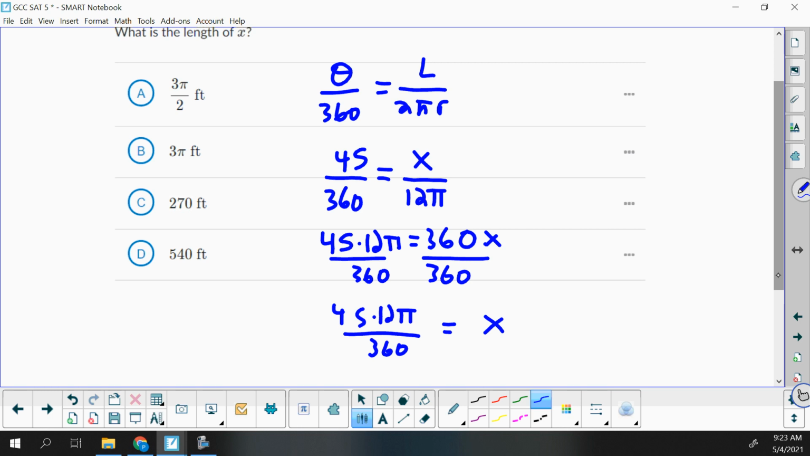Well, let's do some test-taking strategy. Notice we're going to have a pi in our answer. Well, that allows us to rule out these two choices. So right away, we're down to a 50-50 shot. And here's how we can go about reducing it.